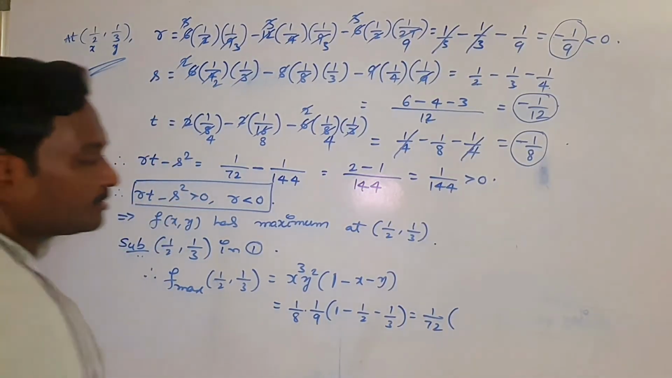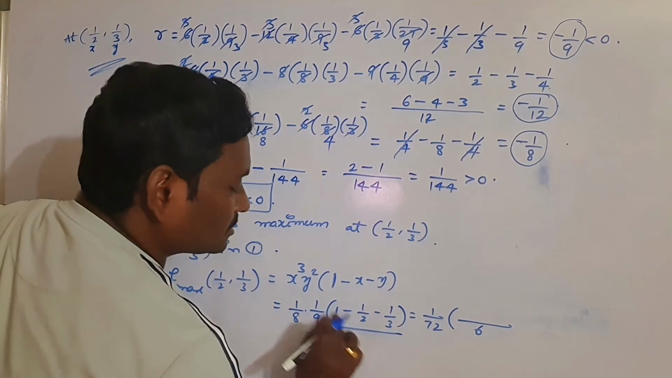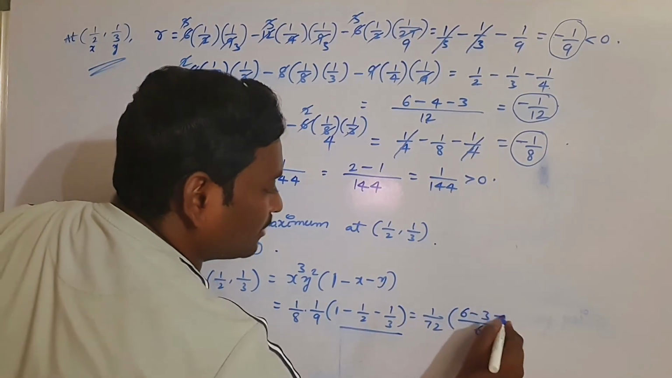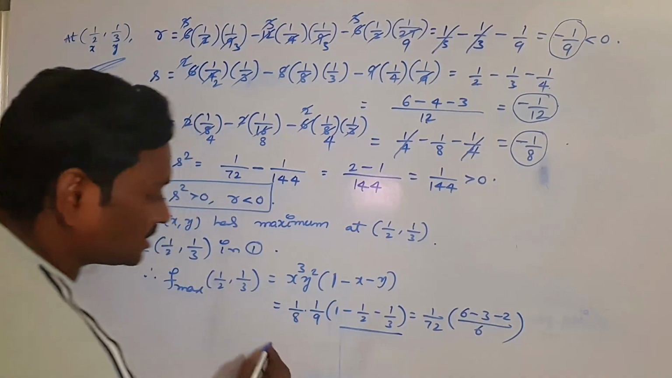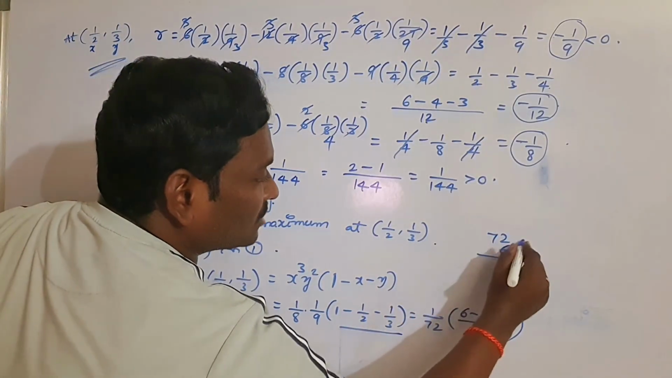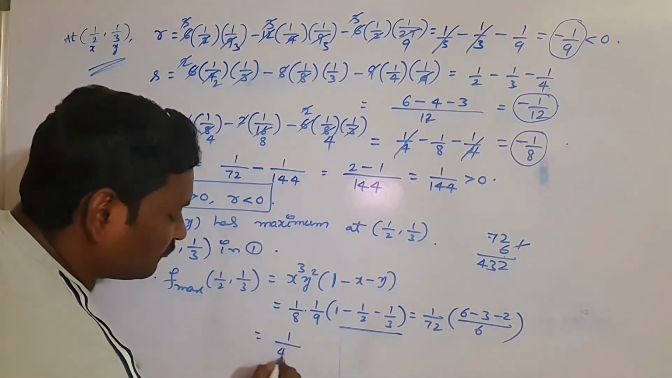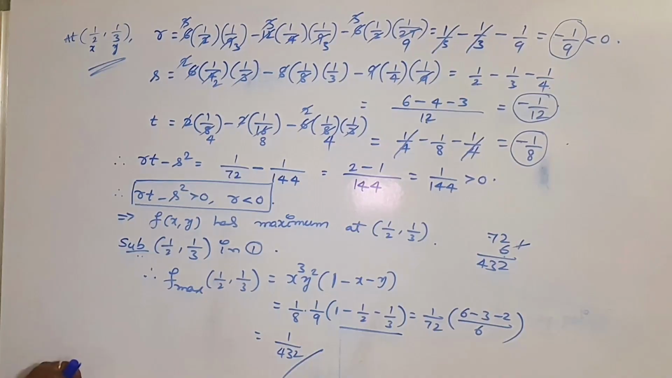8 nines are 72. Inside, the LCM is 6. So 6 minus 3 minus 2, however, it is 1/6. So 1/6 times 72: 6 2s are 12, 6 7s are 42 plus 1, it is 43. So 1/432 is the required maximum value of the given function.